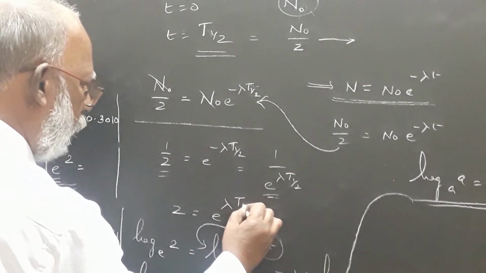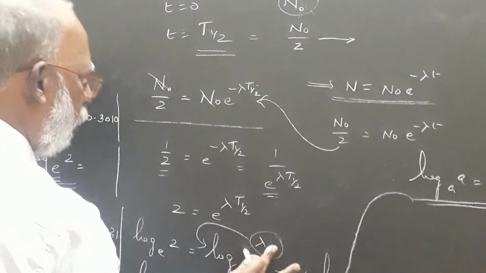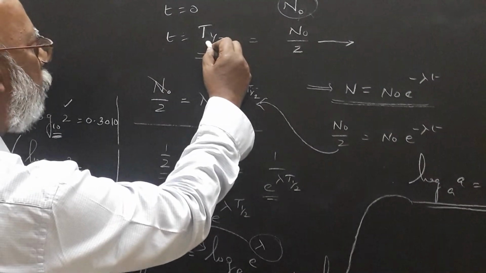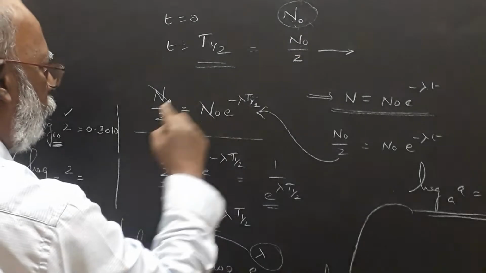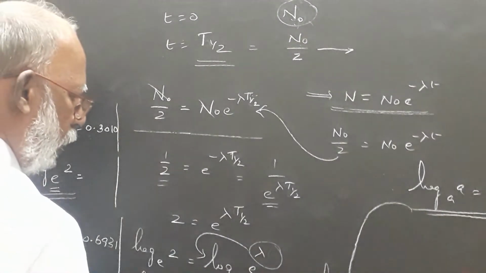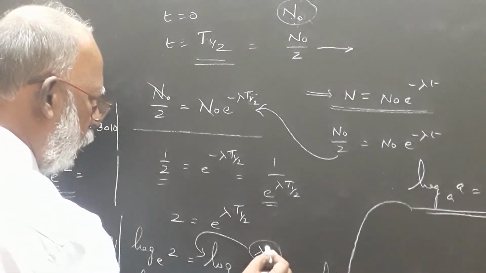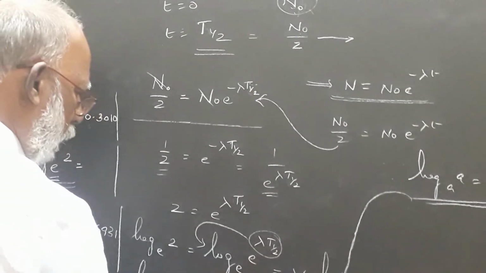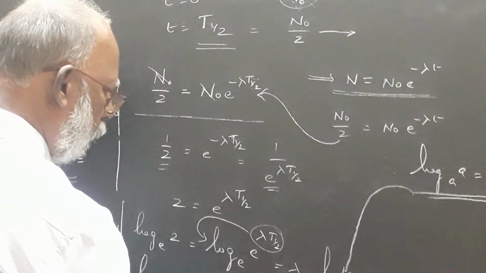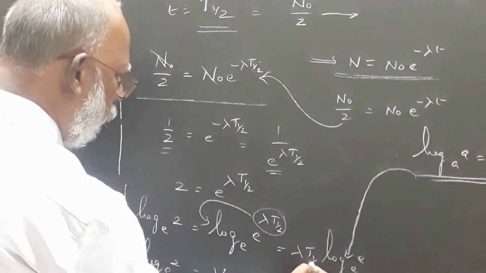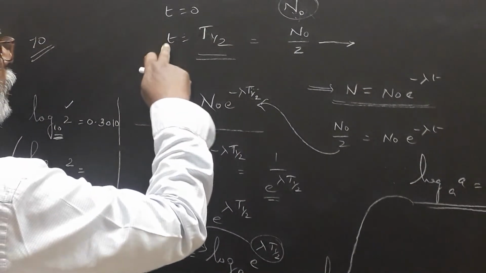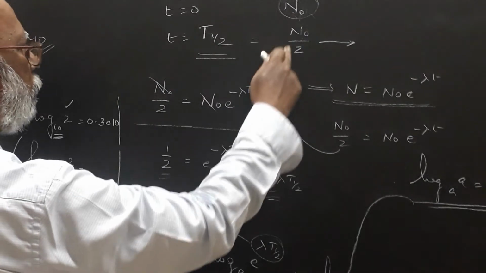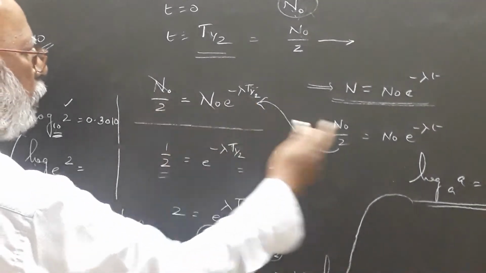Whenever you consider t, then you have to put t of, because t is equal to t of. That's why N0 becomes N0 by 2. That's why we are applying here t of, the half-life period. Now here also t of. Are you clear? Here when t is equal to t of, N is N0 by 2.